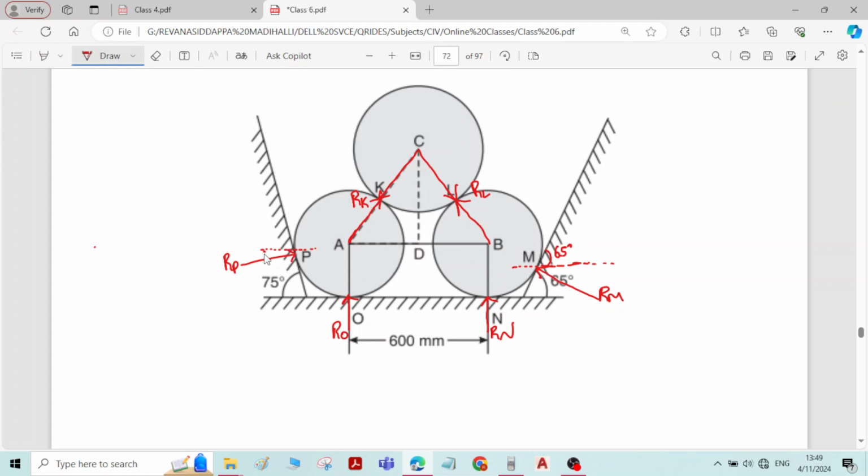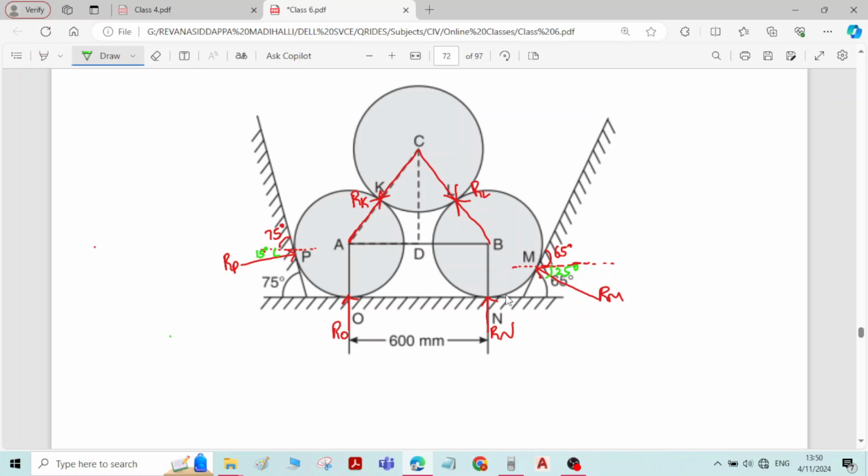Correct? And similarly, at RP, inclination of the plane with the horizontal is 75 degree. So the remaining angle, 90 minus 75, the inclination of RP with the plane is 90 minus 75. It will be 15 degree here. So here 25 degree is the horizontal inclination of the RM.